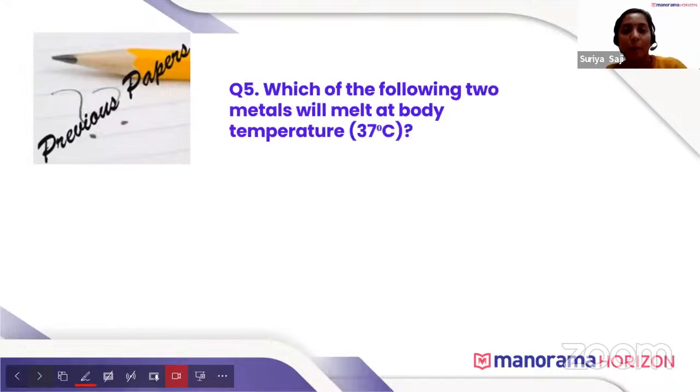So next question. Which two metals will melt at body temperature? You can directly give the answer, I have not given choices. Which metals melt at body temperature? Which metals have a low melting point?